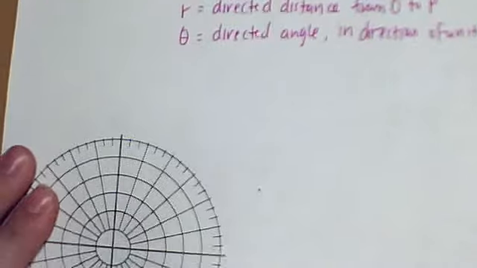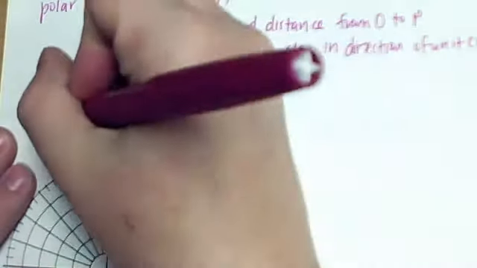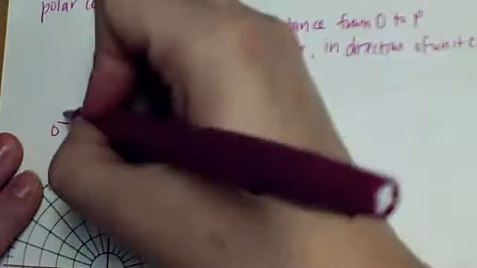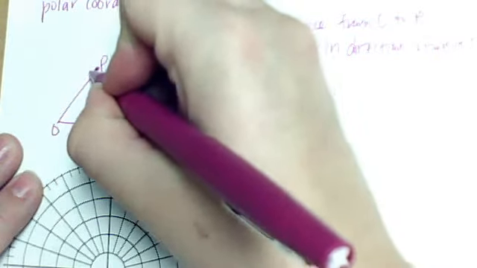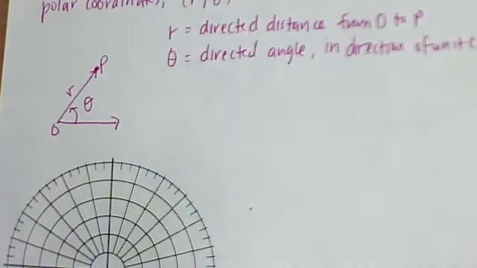So if I were to draw this, I would have my 0 line. My point P would be out here. This would be your r because that's that length, and then this would be your theta, so the angle that it takes.